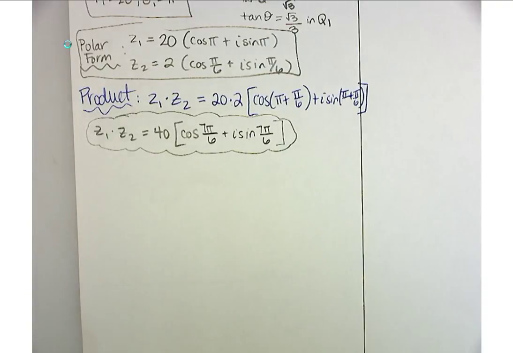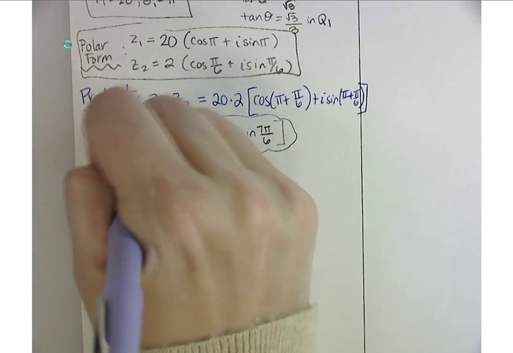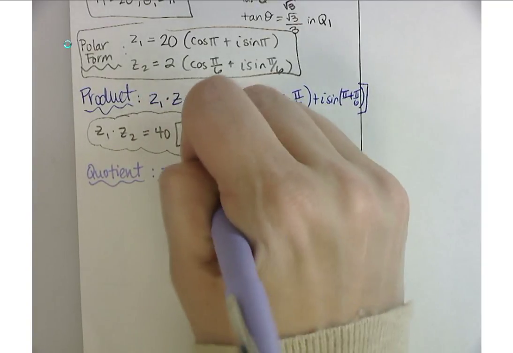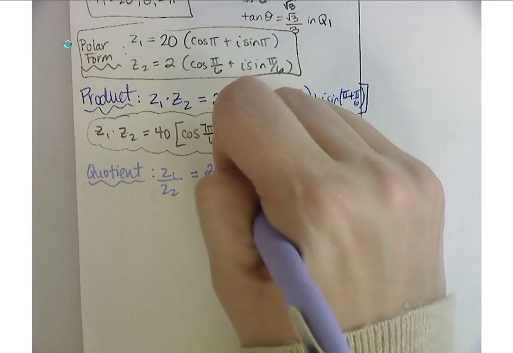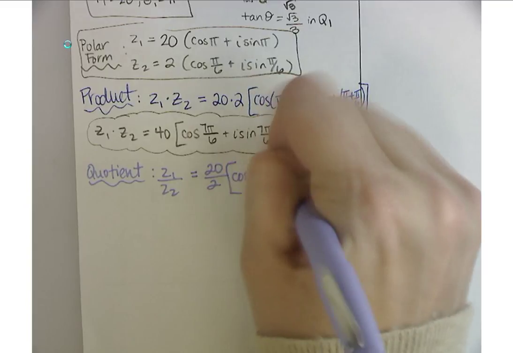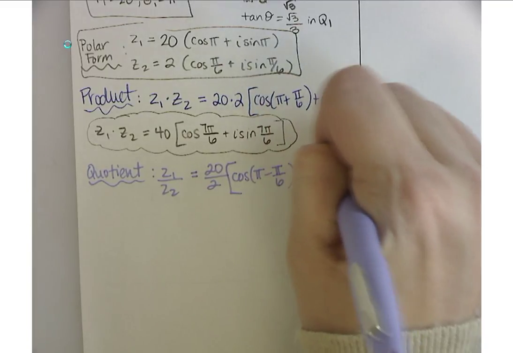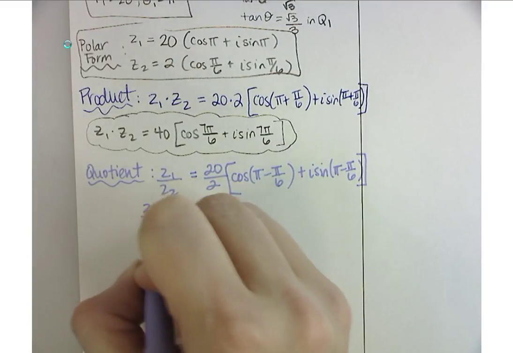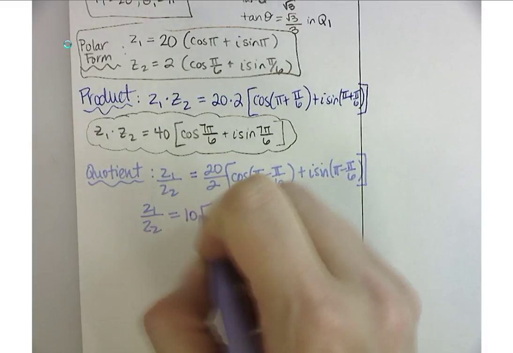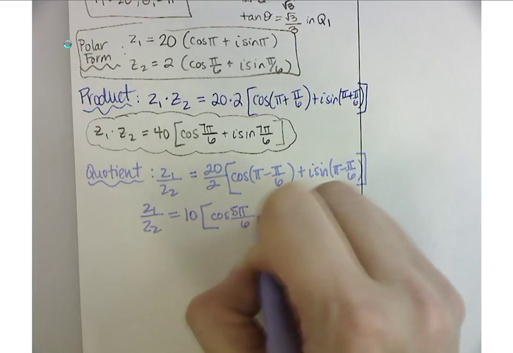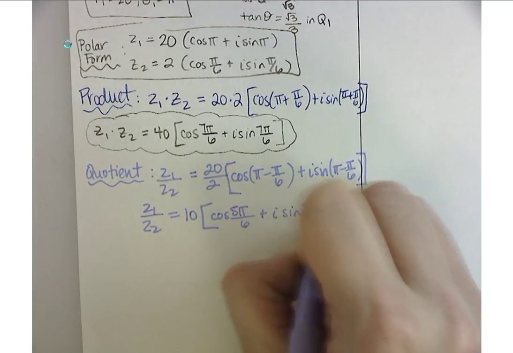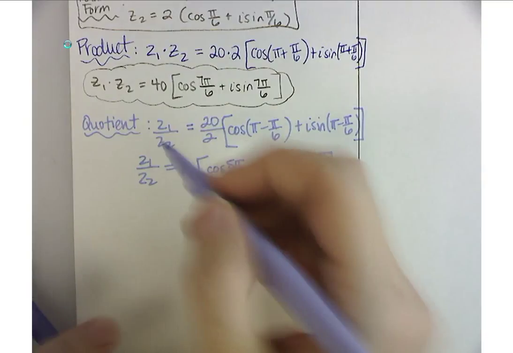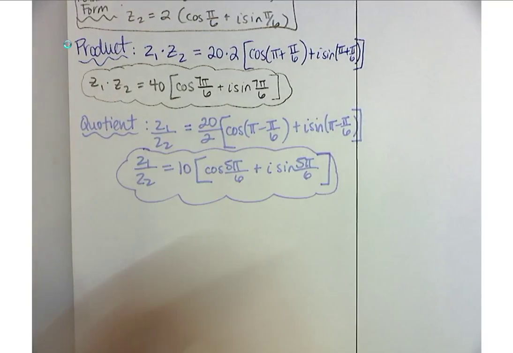Okay, so now we're going to do the quotient. So z sub 1 over z sub 2, which is going to be 20 over 2, cosine of pi minus pi over 6, plus i sine of pi minus pi over 6. So I will have 10. If I do pi minus pi over 6, I get 5 pi over 6, plus i sine of 5 pi over 6. Yes, to the nearest hundredth.